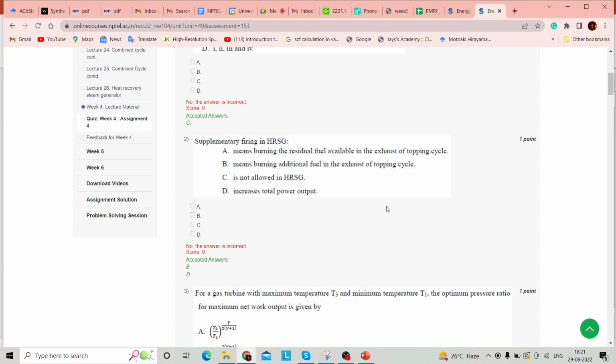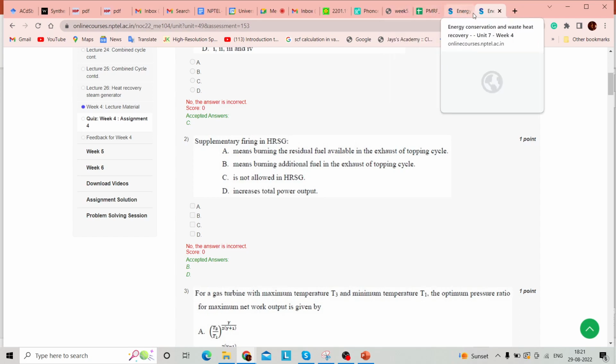Means residual fuel we are using for that cycle, right? Only the extra fuel you are saying? No, you are not adding any extra fuel there. Residual fuel only we are adding, yes. Okay, then the answer will be A and D. Yes, it has to be A and D. I will note it and inform them to check accordingly, okay.